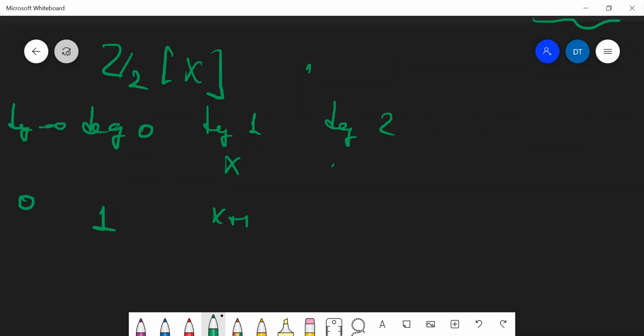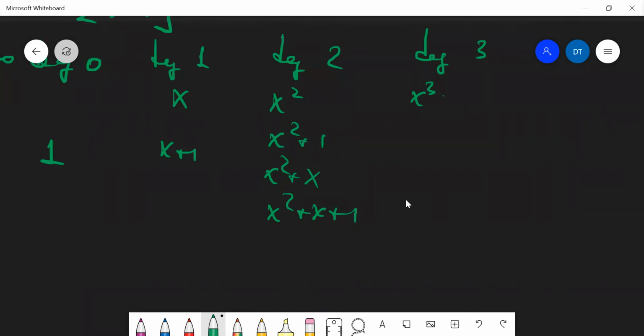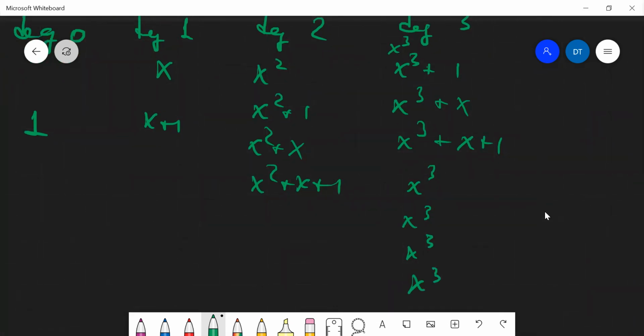So the polynomials of degree 2 are x squared, x squared plus 1, x squared plus x, and x squared plus x plus 1. So we have 4 polynomials. Why? Because we have finitely many options for the coefficients. And I want to write down the polynomials of degree 3. There are 8 of them, but I will need this list for the next problem. So here we have all these options: x cubed, x cubed plus 1, x cubed plus x, x cubed plus x plus 1, and also x cubed plus x squared, x cubed plus x squared plus 1, x cubed plus x squared plus x, and x cubed plus x squared plus x plus 1.